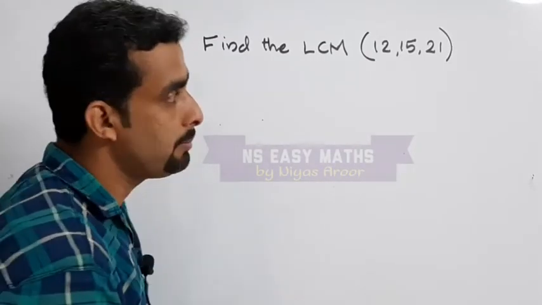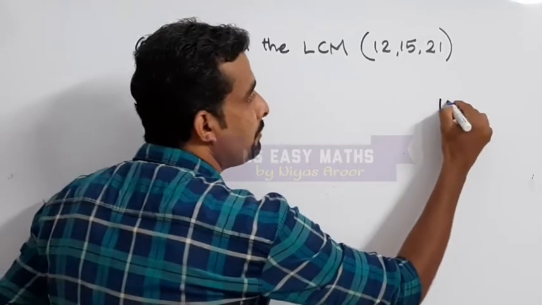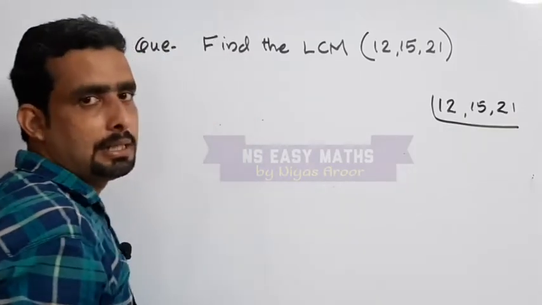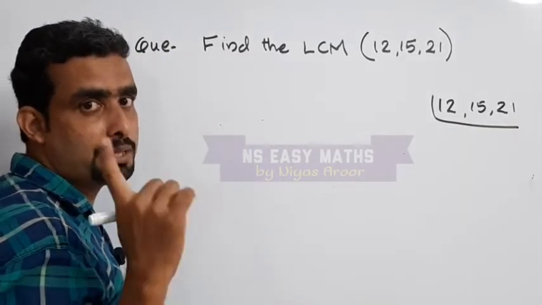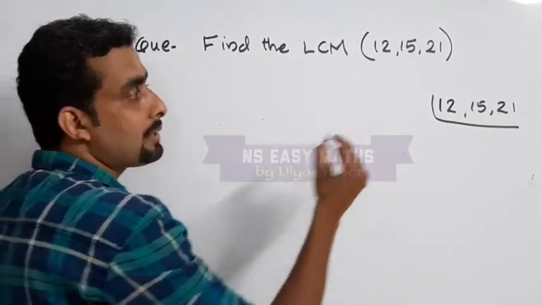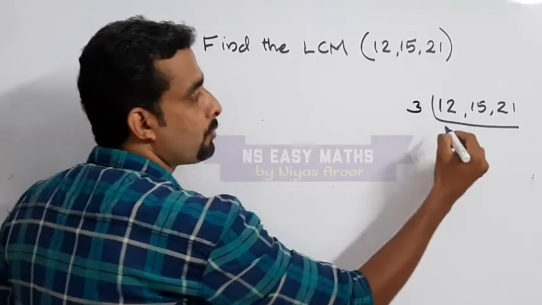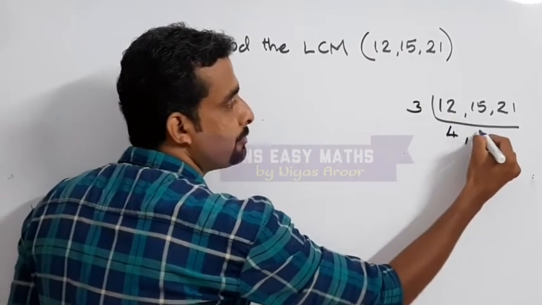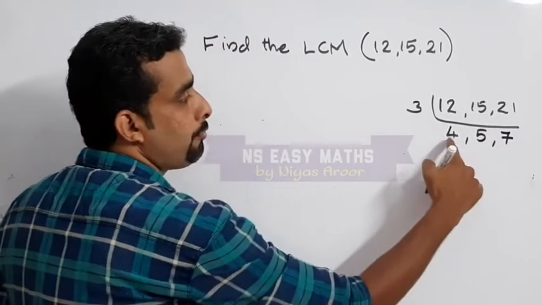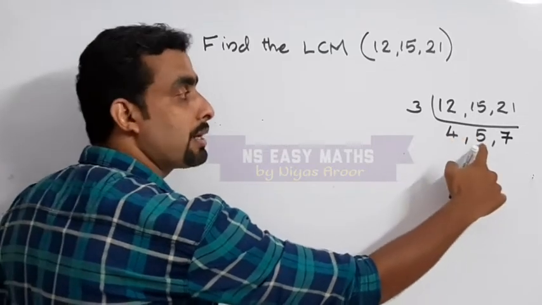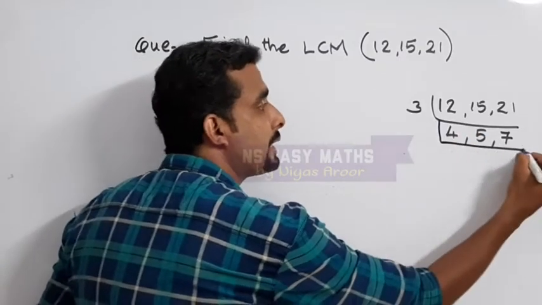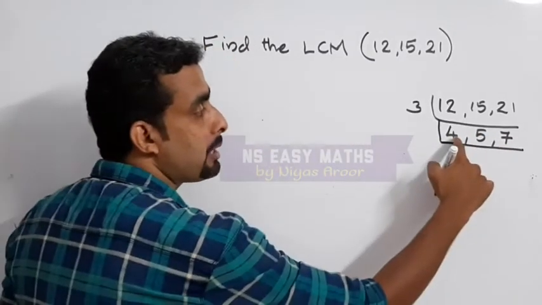So we can apply prime factorization on 12, 15 and 21 like this. Take a prime number. By using that prime number, we have to divide 12, 15 and 21 completely. So we can take 3. On dividing 12, we get 4, 15 we get 5, and 21 we get 7. So 4 is not a prime, 5 is a prime and 7 is a prime. We can stop here. Otherwise, we can proceed until we get a prime number instead of 4.